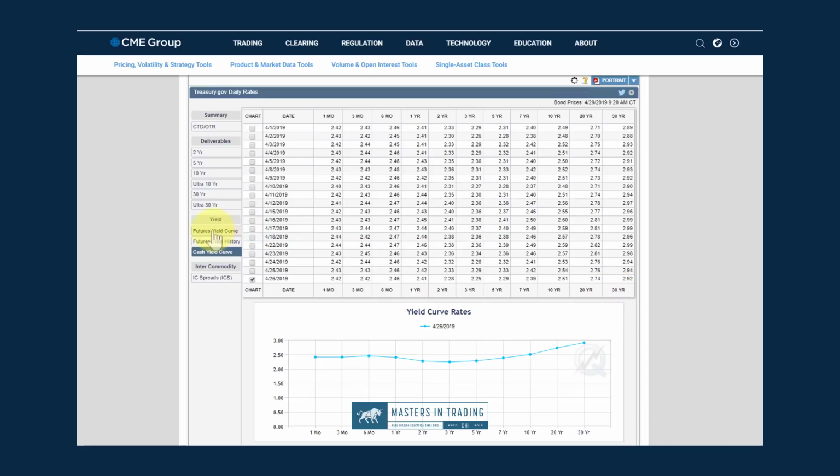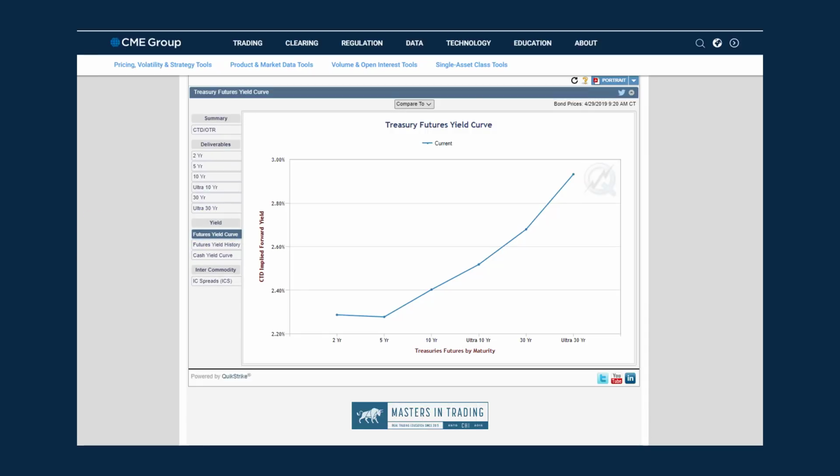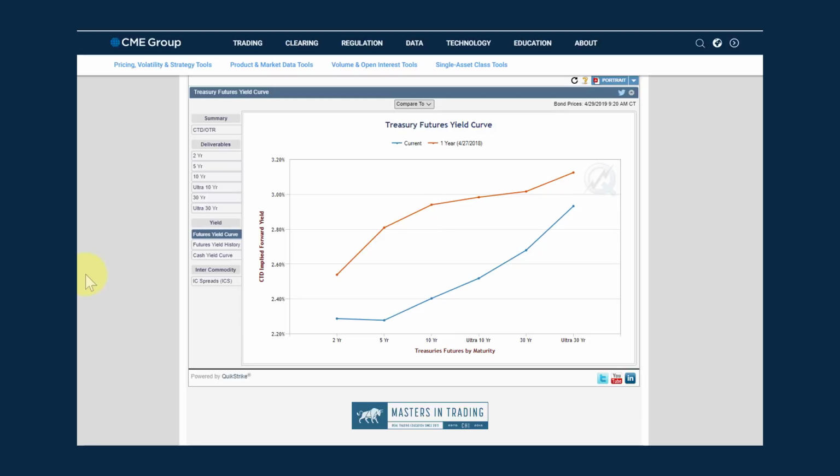If I go to the futures yield curve, it looks like that. Great thing about this tool is we can compare it and see how the yield curve has changed over time. So let's compare it to a year ago. Treasury futures yield curve, 1 year ago, in this brown or orange or burnt sienna color, and this is the current. Notice how 1 year ago, yields were definitely trending higher, right? We had the 30-year above 3%. We had the 10-year about 2.95%.